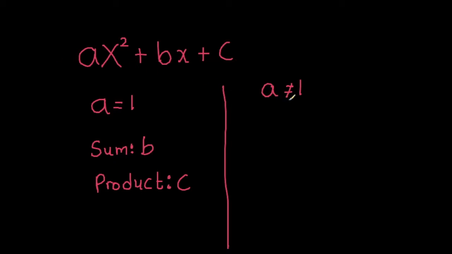Okay, so what happens when a is not equal to 1? What are we trying to do? Well, we're still trying to find two numbers that have a certain sum and also a certain product. The two numbers that we're looking for when a is not equal to 1 must have a sum of b, which is exactly the same as when a is equal to 1. But they're going to have a product of not c, but a times c. That's the only slight modification here.